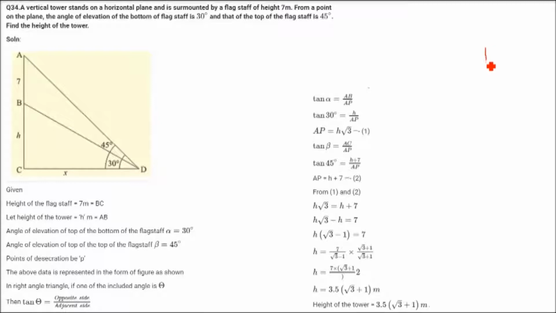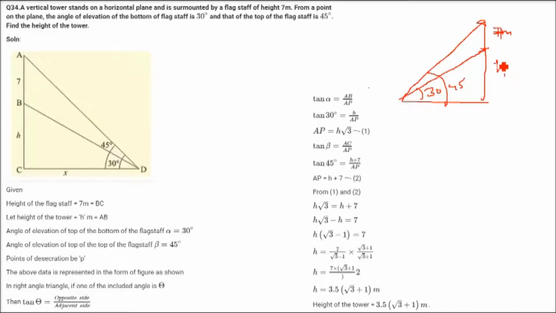So here we have this one. A vertical tower stands on a horizontal plane and it is surmounted by a flagstaff. So this is a flagstaff, which is 7 meter high. From a point on the plane, the angle of elevation of the bottom of the flagstaff, so bottom is this one, is given as 30 degree. And the top of the flagstaff is 45 degree. So this is 45 degree. We have to find out the height of the tower.